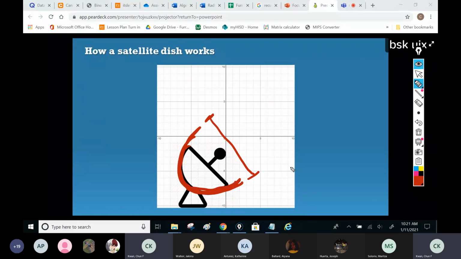You have a much bigger range, a bigger surface area to catch all the signals, not just the tiny little bit in the middle right here. So that is why you have a little dish thing right here.